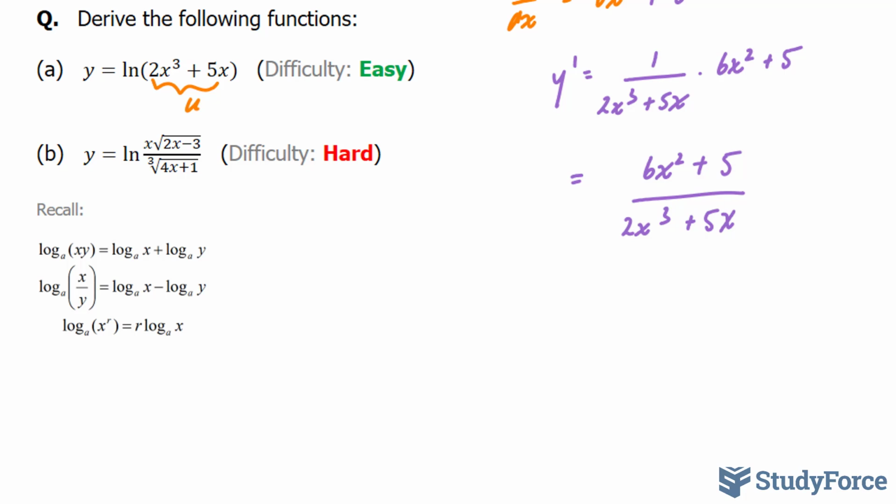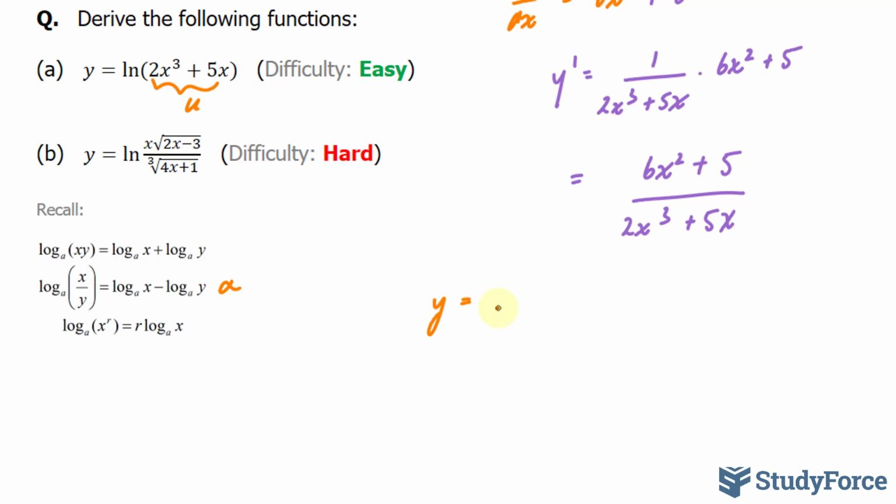In question B, they want us to find the derivative of ln of x times the square root of 2x minus 3, over the third root of 4x plus 1. We need to use the rules of logarithms for this. Notice that we have a quotient here. Whenever you have a quotient, you can follow this rule. So let's split this up before we take the derivative.